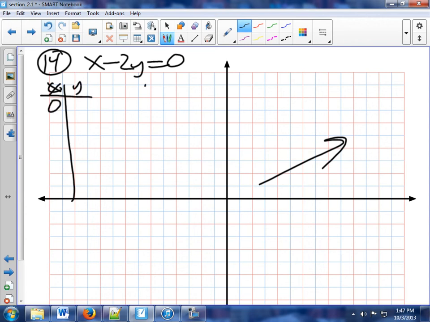X, Y, 0, 0. Okay? If I put 0 in for X, that's 0 equals 2Y equals 0. I want to solve for Y. I can get rid of these. I can get rid of these. I have to divide by 2, so Y equals 0. Does that make sense?